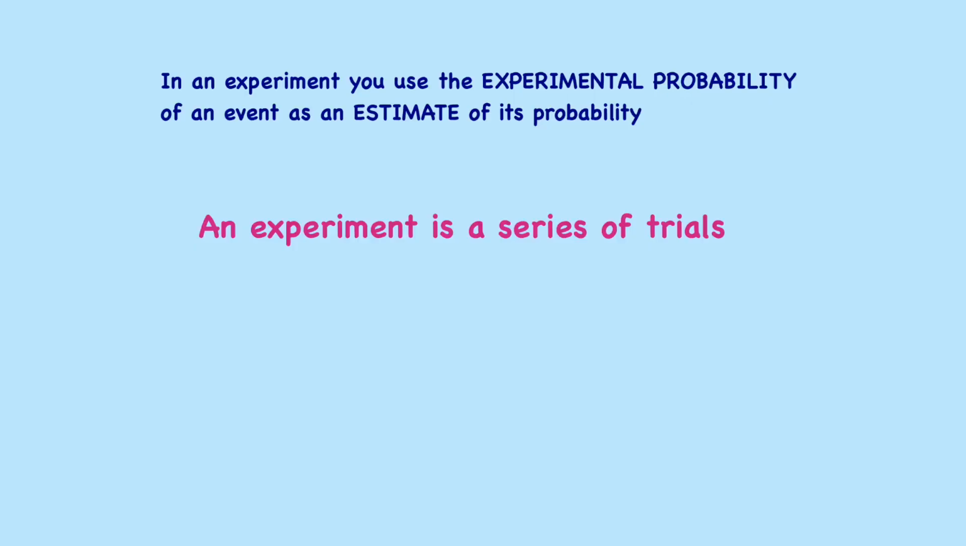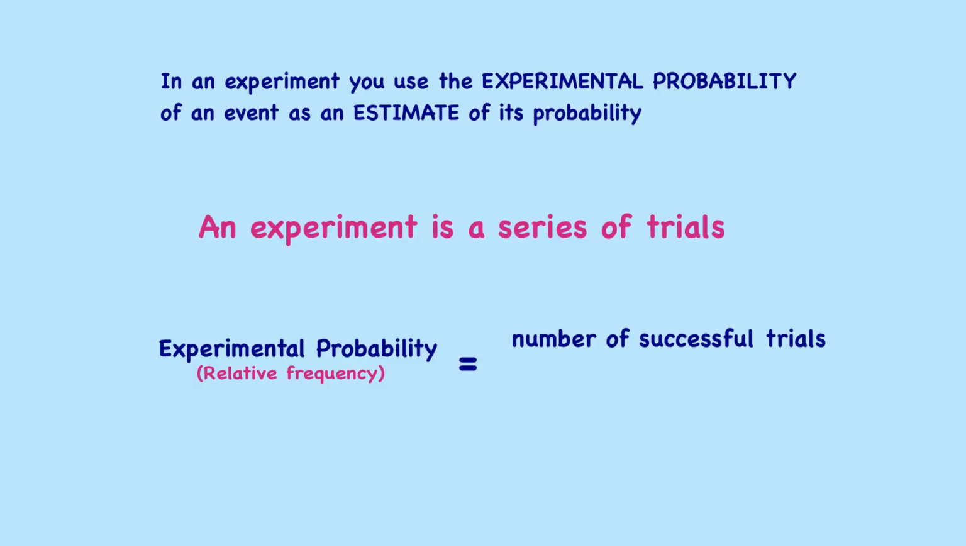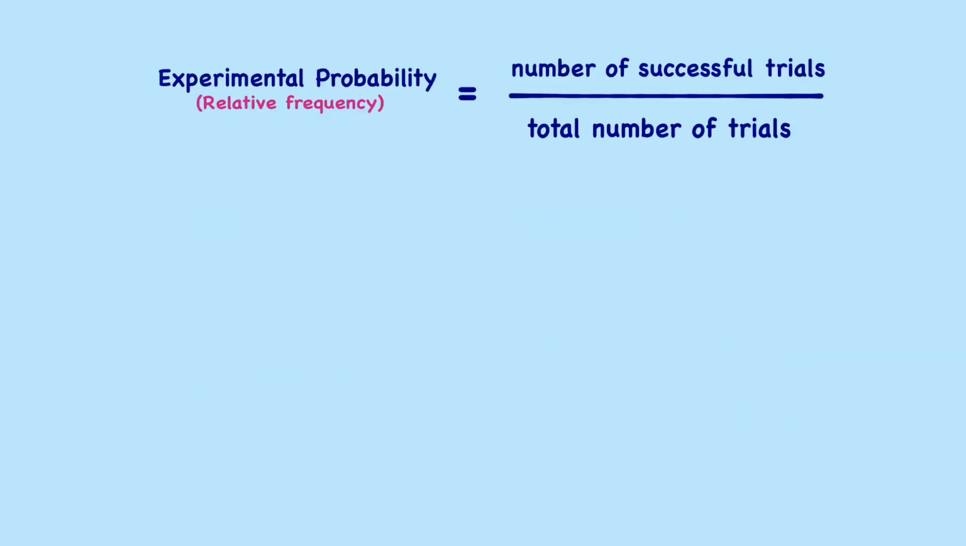And for experimental probability, we have a general formula. So experimental probability, often referred to as relative frequency, is equal to the number of successful trials divided by the total number of trials. So let's have a look at an example.